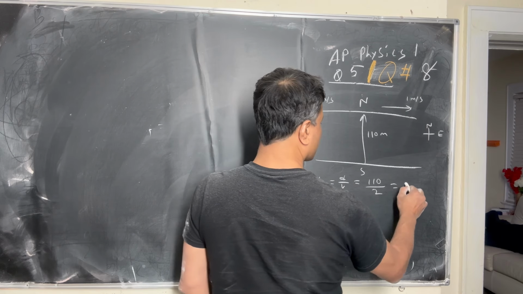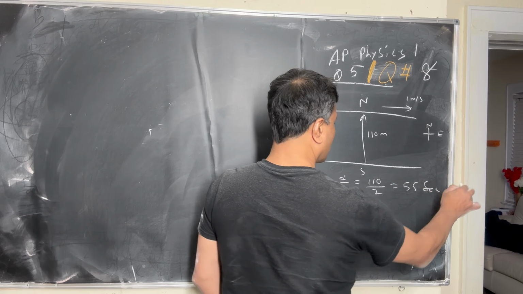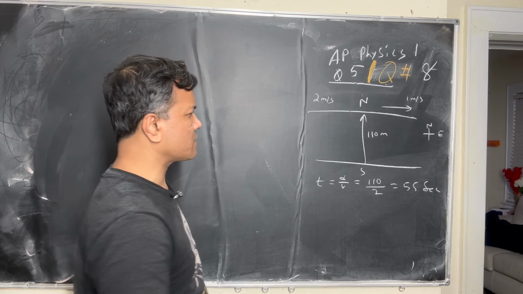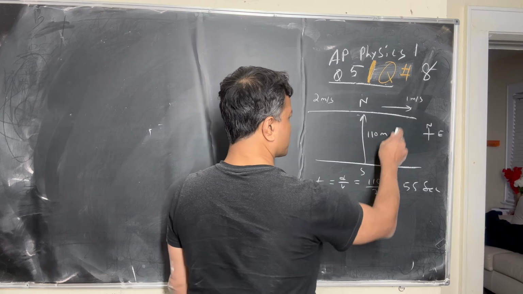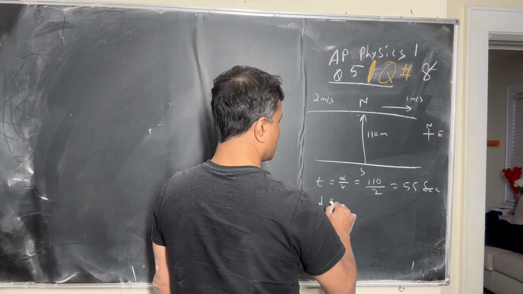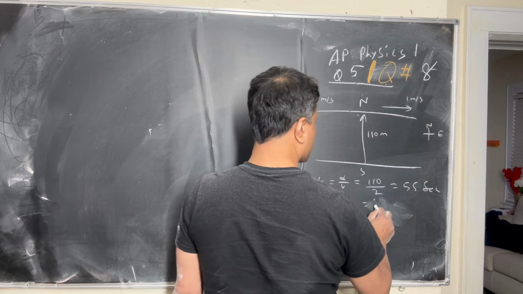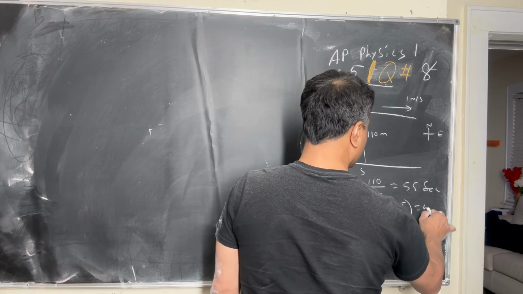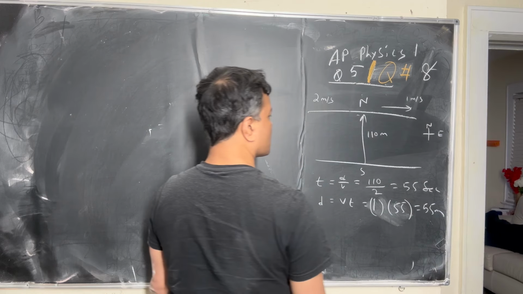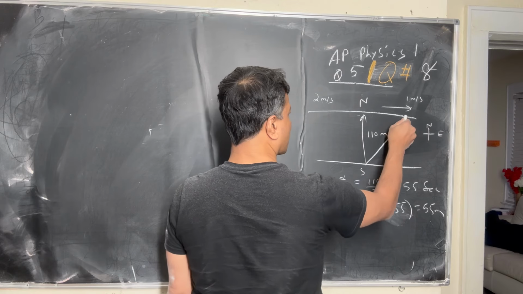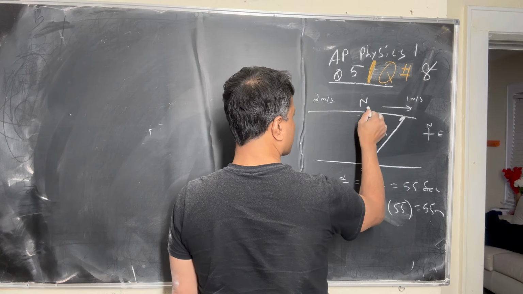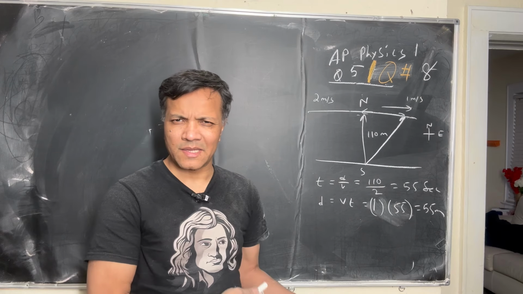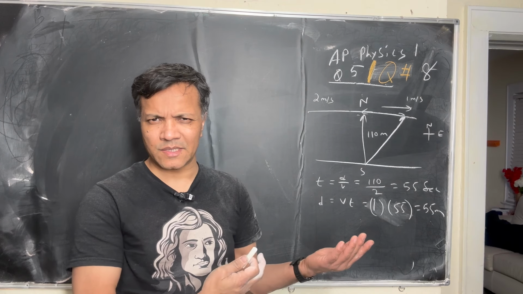2, so 55 seconds. All right, if you do this, because you're going to end up downstream, but how much? D is equal to vt, 1 meter per second, and the time is 55. So it's 55 meter. So you're going to end up right there. So from here to here is 55 meter. Okay, so this is the main idea of problem number 8.